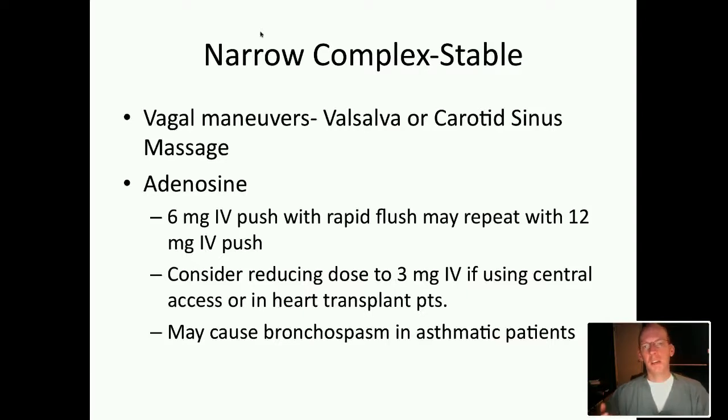Will it convert atrial fibrillation or atrial flutter? No, but if you're uncertain, it may slow it down so you can see the flutter or fib waves. If it's SVT, like I said, you have a good chance of converting. So it can be used diagnostically, and obviously therapeutically, and it is a good and effective drug as long as you understand how it works and that you need to flush it rapidly.